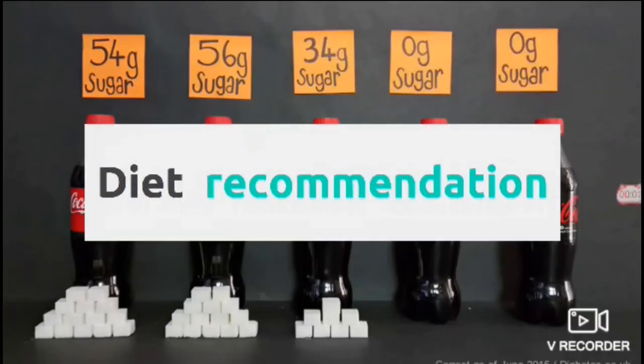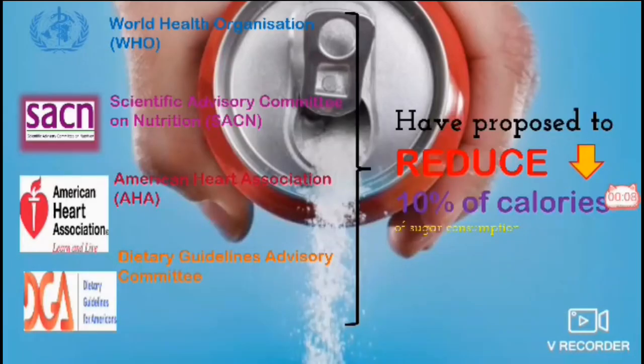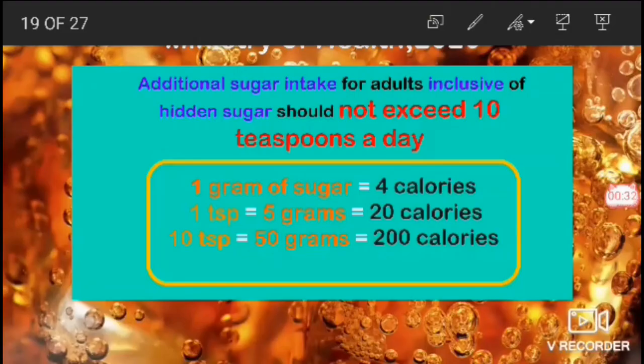Let's move on to the most important part, which is diet recommendation. The World Health Organization (WHO), Scientific Advisory Committee on Nutrition (SACN), American Heart Association (AHA), and Dietary Guidelines Advisory Committee have proposed to reduce the consumption of sugar to 10% of calories. In Malaysia, the Ministry of Health recommends the average amount of additional sugar intake for adults, inclusive of hidden sugar, should not exceed 10 teaspoons a day.